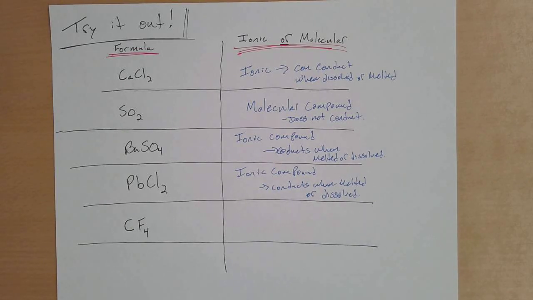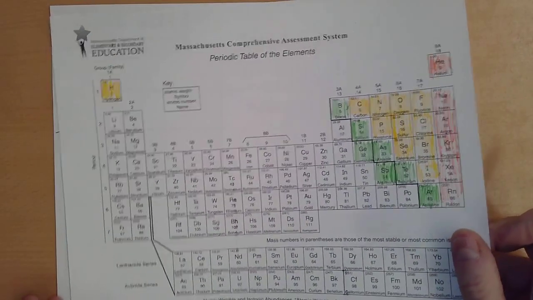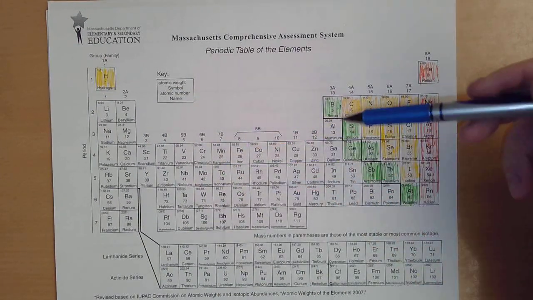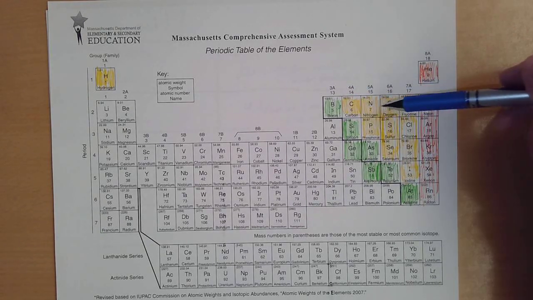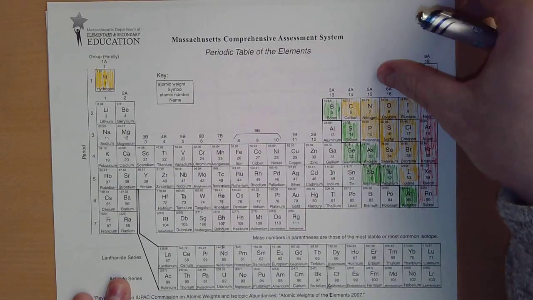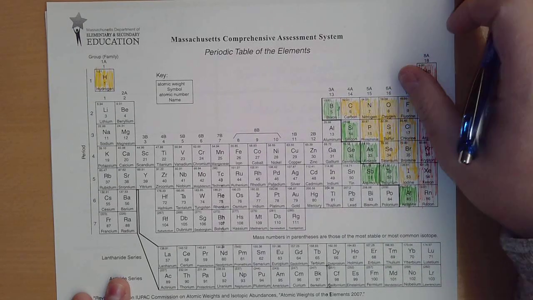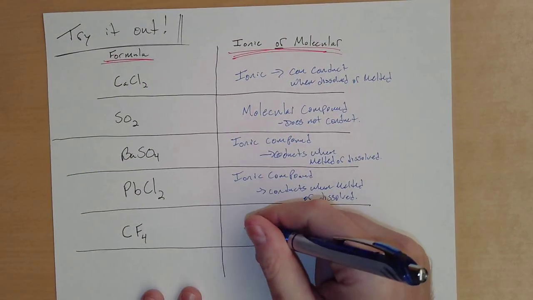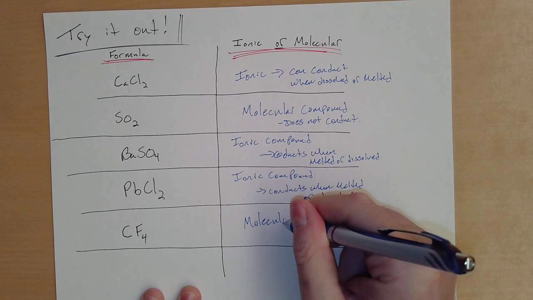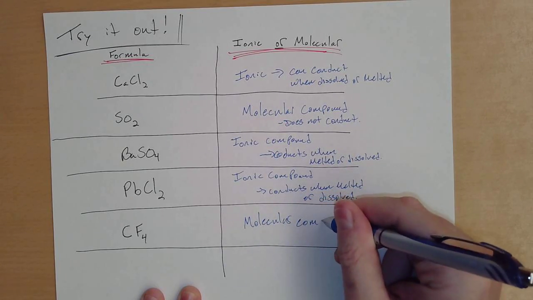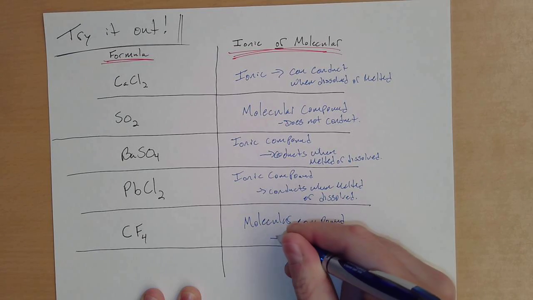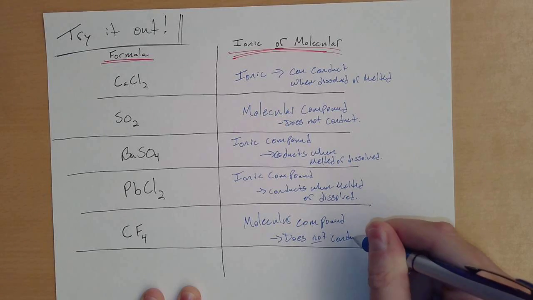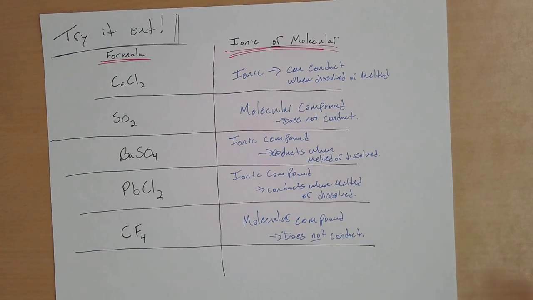And then we have CF4. So again, we're going to look over here. We're going to scan, Cr, Cu, Co. There's a C. I have a C right there, and an F. So I have CF4. So I have one carbon for four of these fluorines. It's only made of those nonmetals. So this is a molecular compound. Does not conduct.